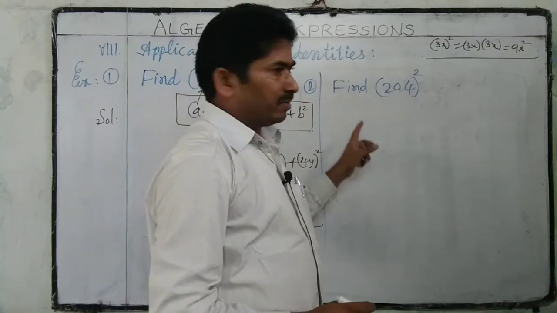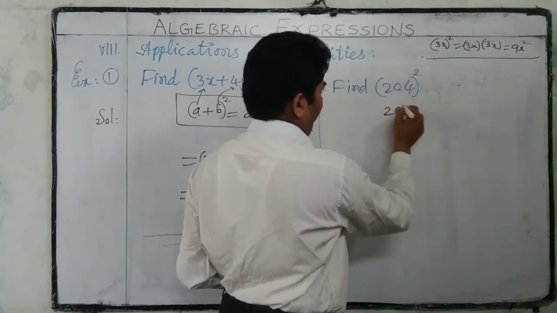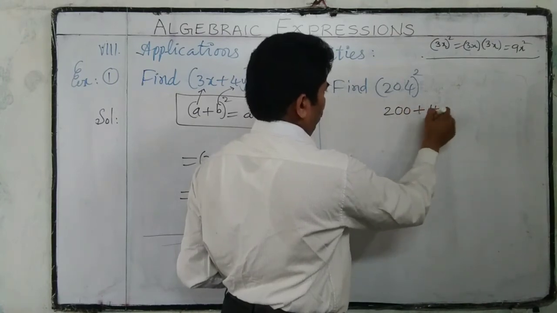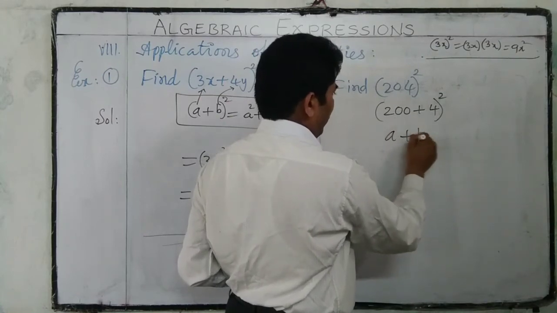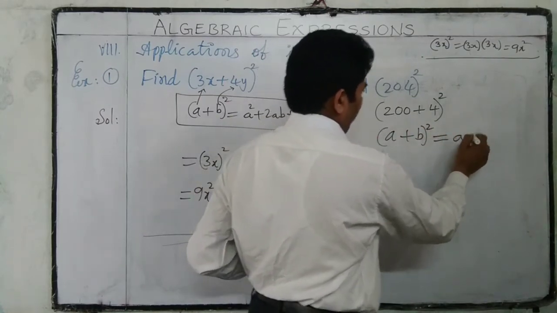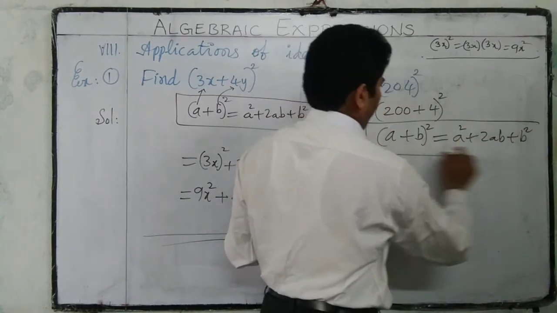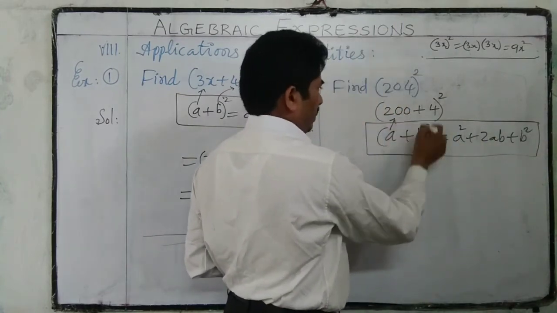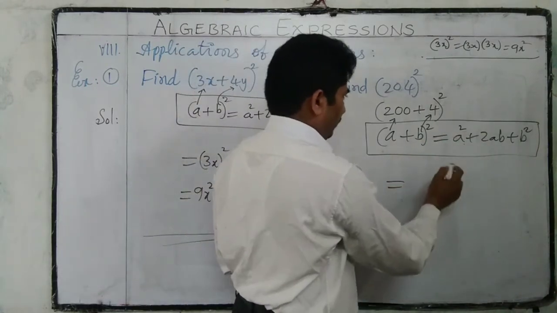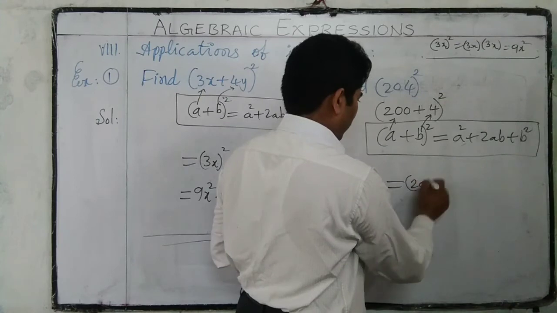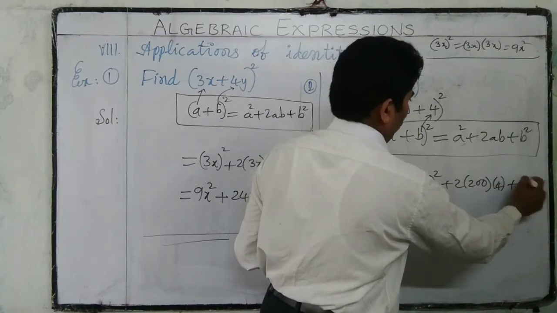Using an identity, we can solve this problem. First, we have to write 204 as 200 plus 4 whole square. It is in the form of a plus b whole square. We can write a square plus 2ab plus b square. In place of a, here we have 200. In place of b, here we have 4. Now we substitute in this formula: 200 whole square plus 2 into 200 into 4 plus 4 whole square.